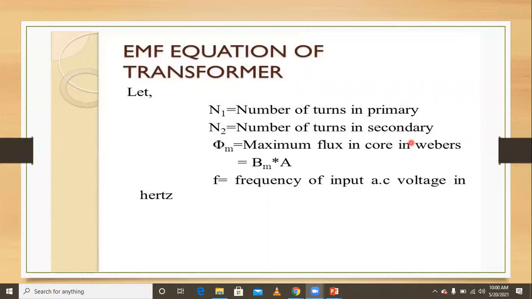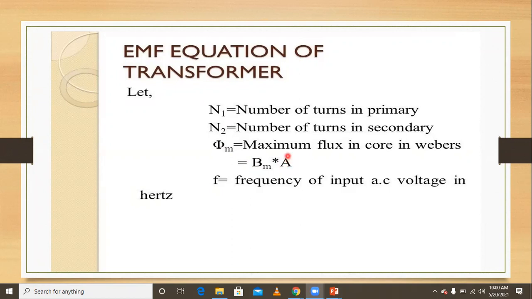The flux is proportional to the magnetic flux density times the cross-sectional area. Flux phi is equal to B into A. So the maximum flux in the core is in Webers. B is called the maximum flux density, and its units are Weber per meter square. A is called the cross-sectional area of the transformer core.